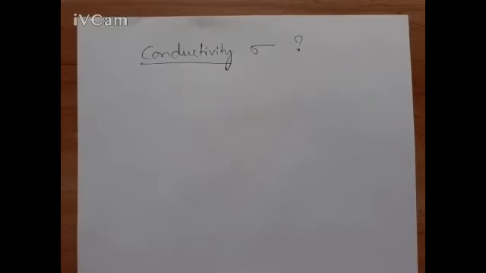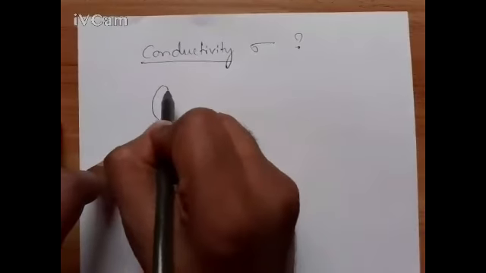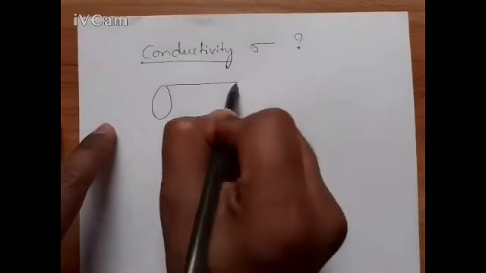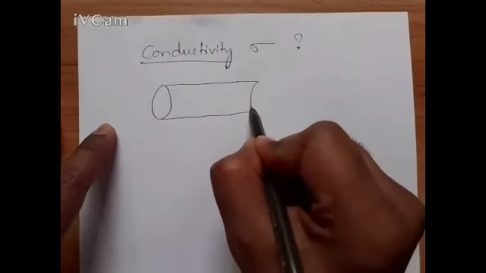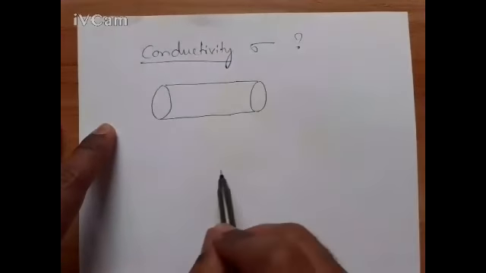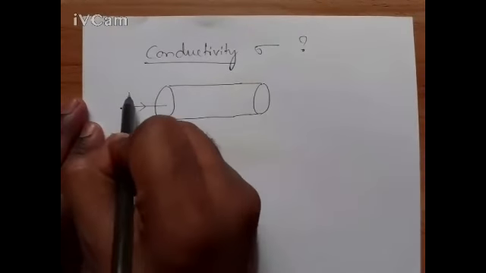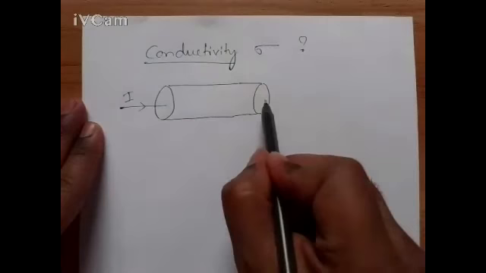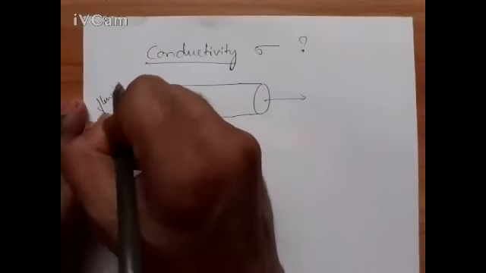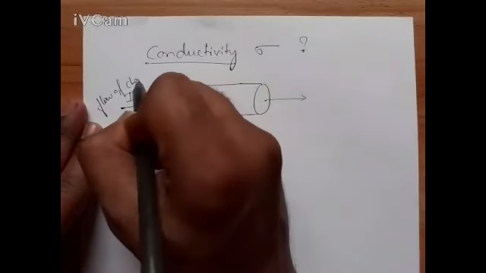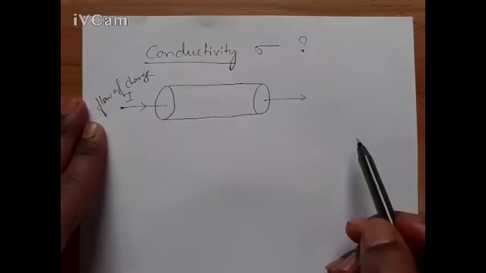Let us consider the semiconductor like this. Let us say this is a semiconductor, like a wire. Okay, this is some wire, right? Wherein current is flowing inside this. What is current? Current is nothing but flow of electrons. So this is the flow of the charges. Flow of charge is nothing but current. So this current is flowing inside this.